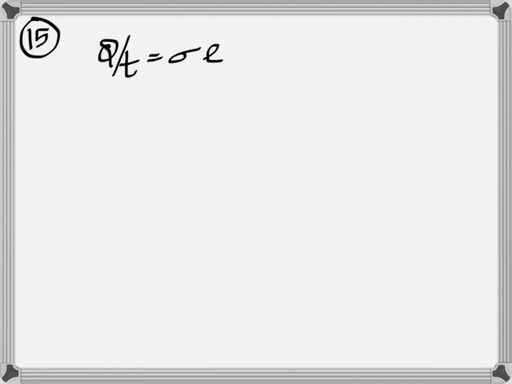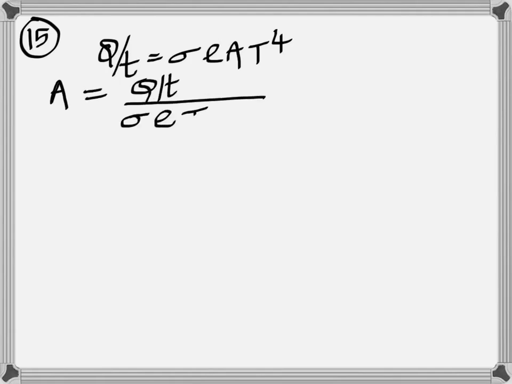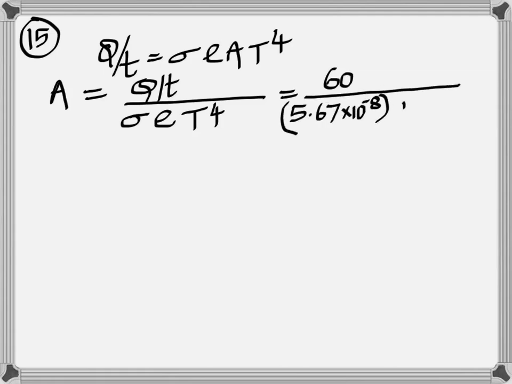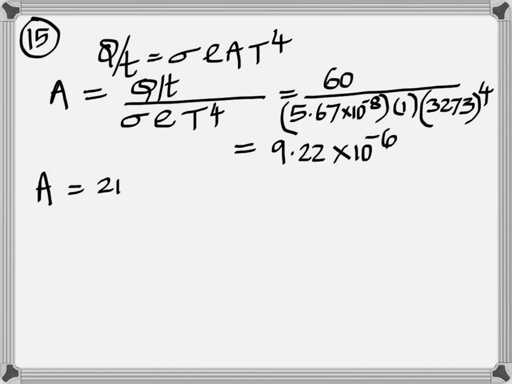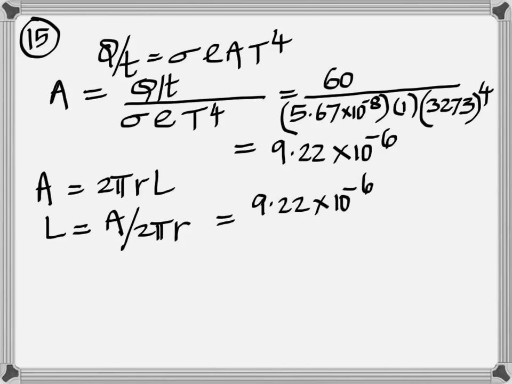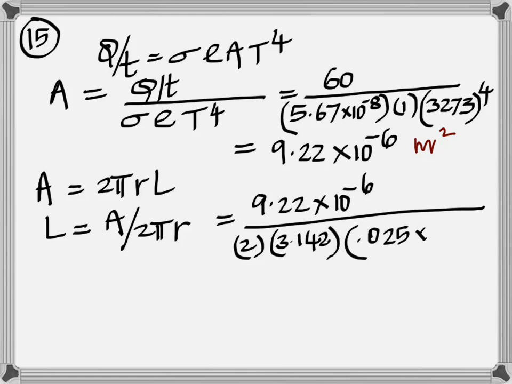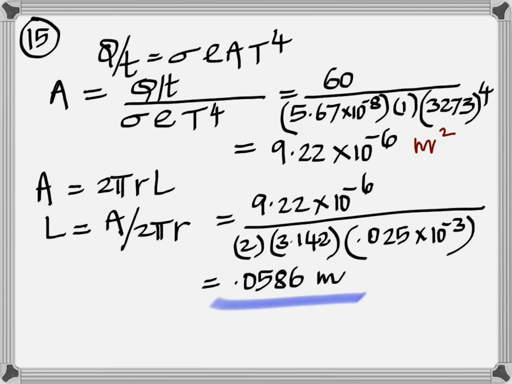15. Quantity of heat radiated. First find the area of the filament. That's Stefan's constant. Emissivity is 1. After you get the area, remember that we're talking about the surface area. So it's circumference 2 pi r times the length. And so you rearrange to make length the subject. We're calculating the length of a filament inside the bulb. Get 5.86 centimeter.